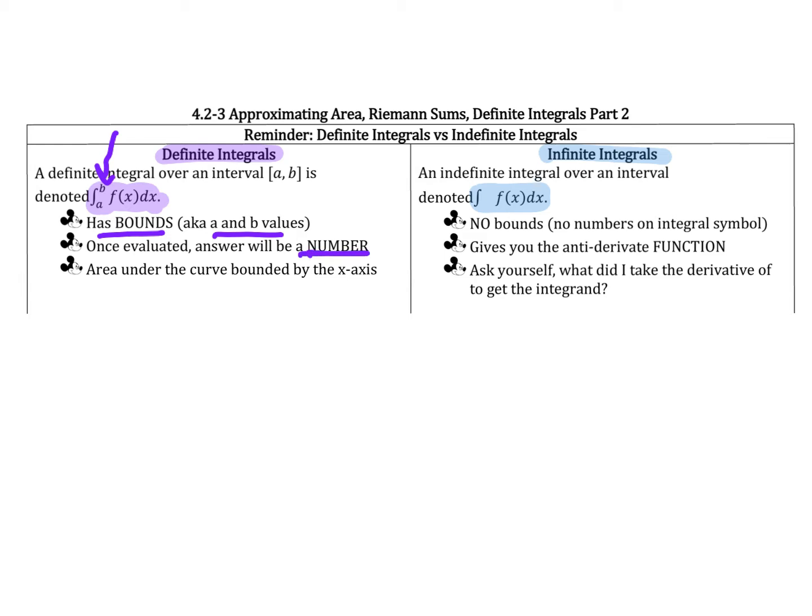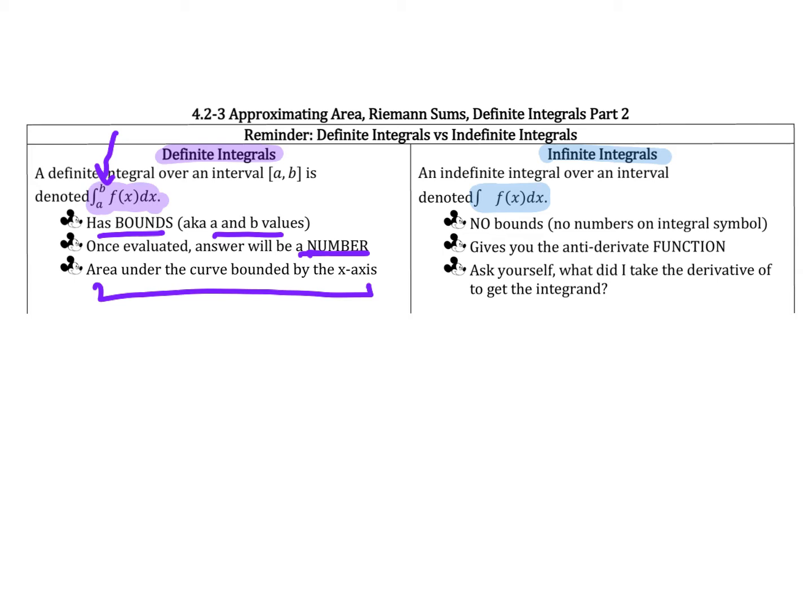What we've been doing so far is approximating a definite integral using Riemann sums, but we have still gotten down to a number. This is approximately 9 units squared. So after we evaluate a definite integral, we're going to have a number. And a definite integral represents the area under a curve bounded by the x-axis.